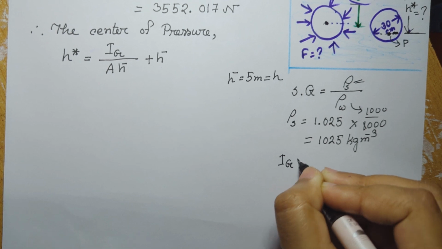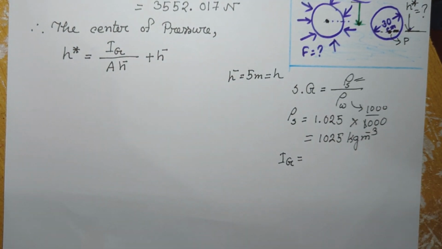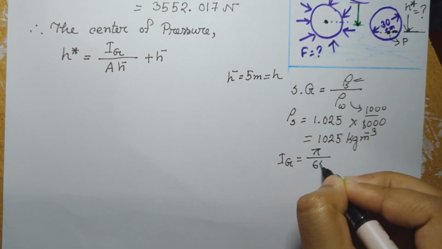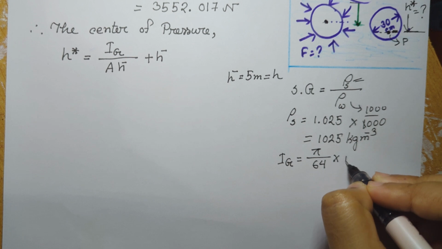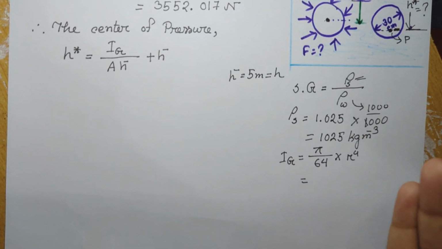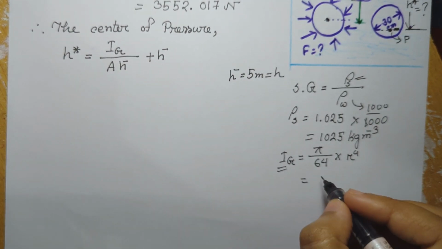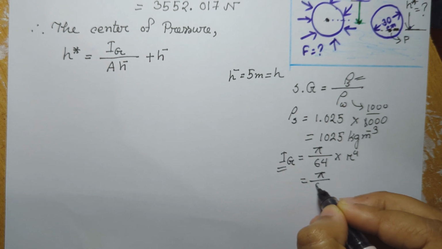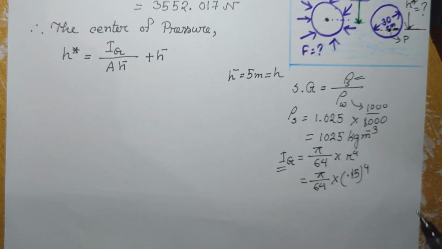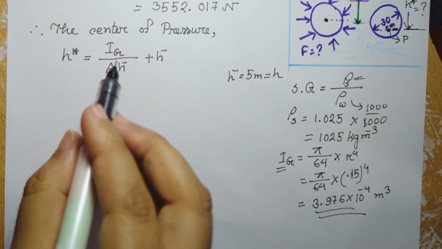So what will this Ig be? This is a circular shape. For a circular shape, we know that the moment of inertia will be pi divided by 64 into r to the power 4. We have to memorize these formulas for finding Ig, and it varies with the shape. So for this case, pi divided by 64 into r, which is 0.15, whole to the power 4.